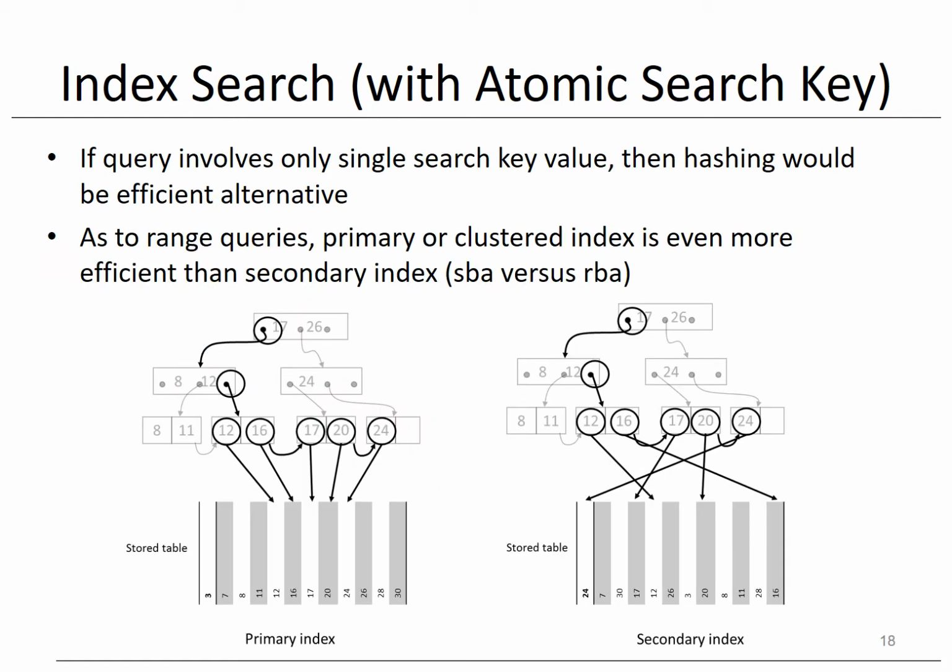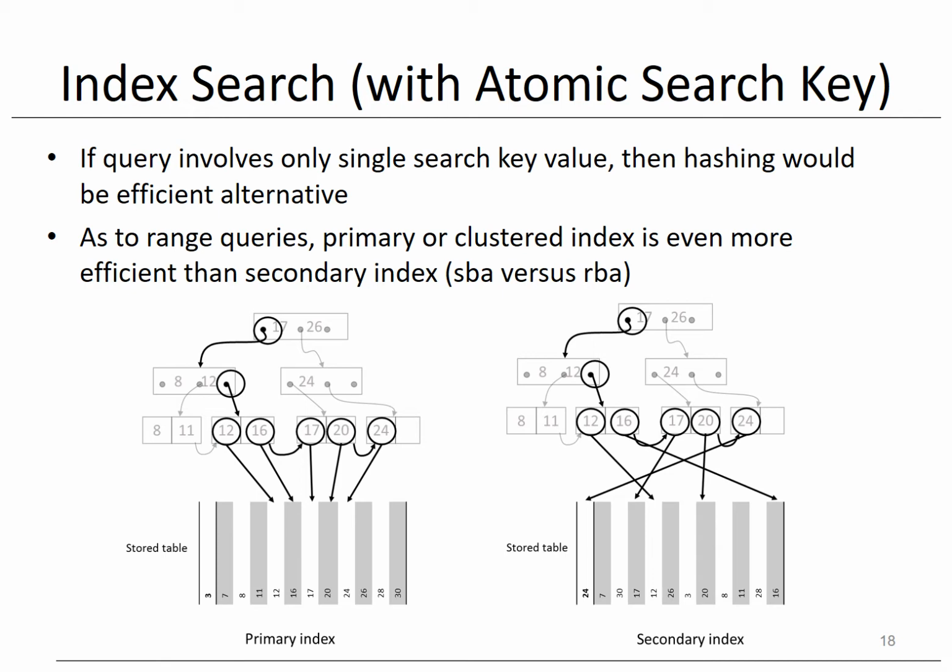If the query involves a single search key value and not a range of values, an efficient alternative would be to organize the table according to the random file organization method, mapping search key values onto physical locations by means of hashing instead of using an index. Note that this approach is not efficient in supporting range queries, where an interval of key values is used as a search criterion.